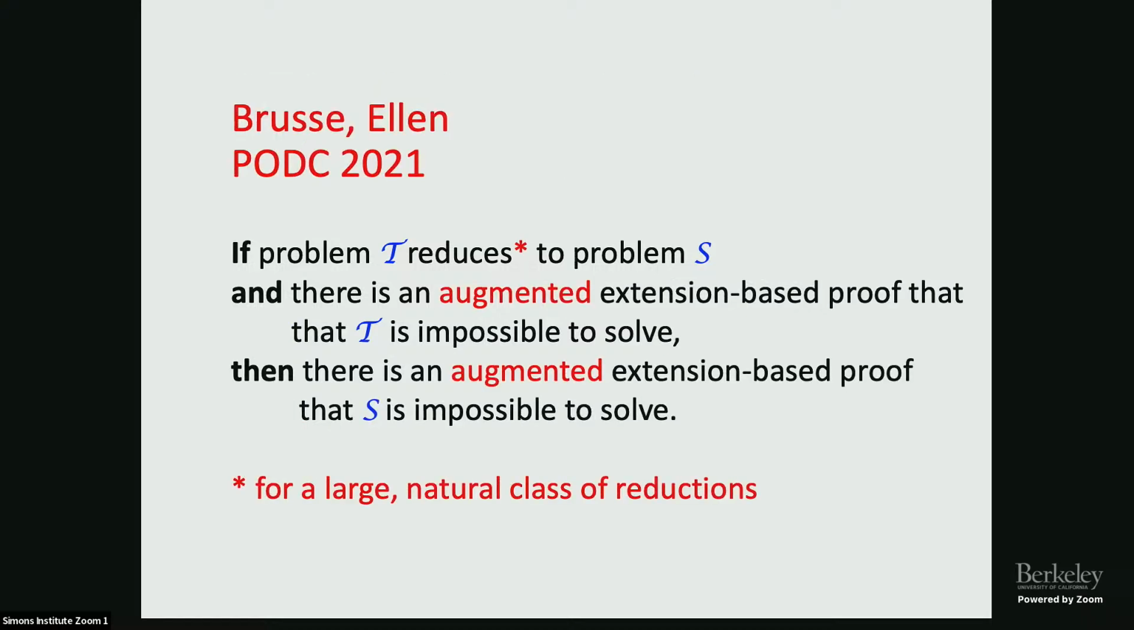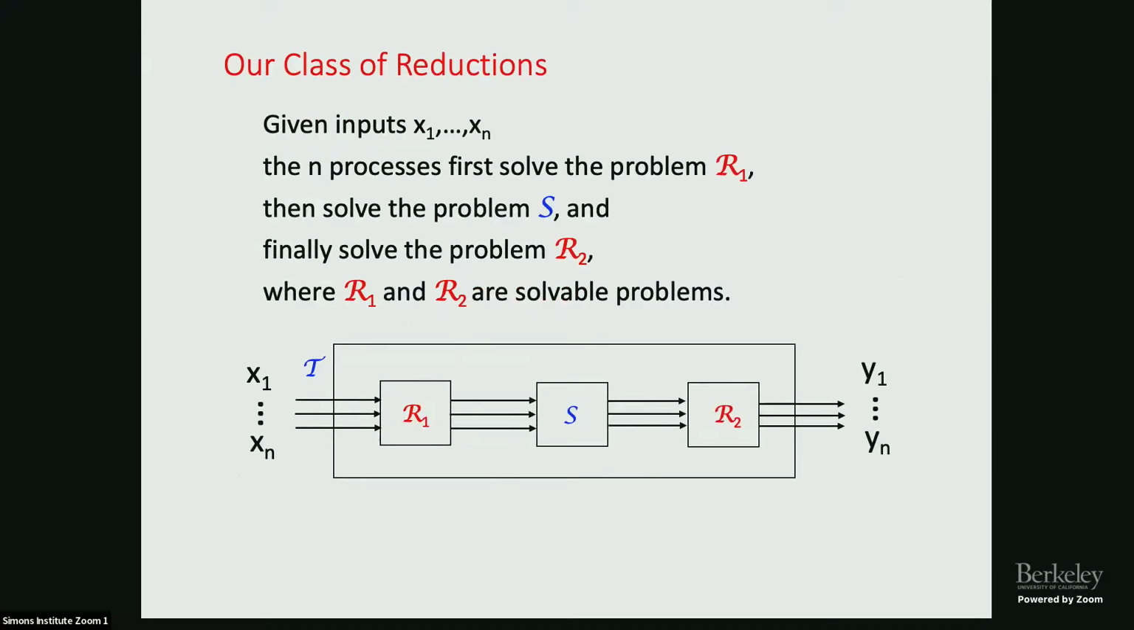Although I don't know the answer to this question, I do know something that's pretty close. Together with one of my grad students, I defined a larger class of proofs, which we called augmented extension-based proofs. And we showed that many reductions can be used to transform an augmented extension-based proof from one problem to another. We consider reductions from problem T to problem S, which involve solving only one instance of S, but allow processes to communicate with one another beforehand and afterwards.